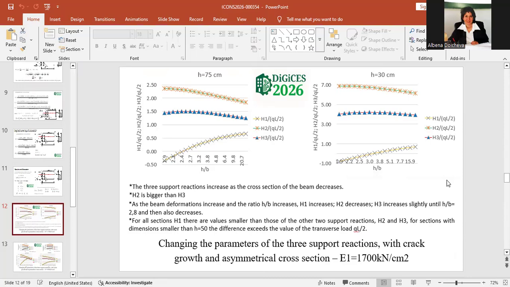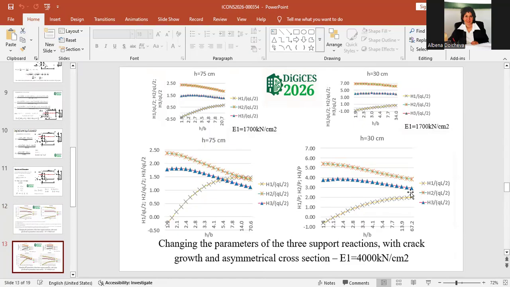For sections with dimension smaller than H equal to 50, the difference exceeds the value from the transverse load. When we have high strength concrete, we can see that H1 is bigger. H2 and H3 are almost the same, but we have smaller H2.